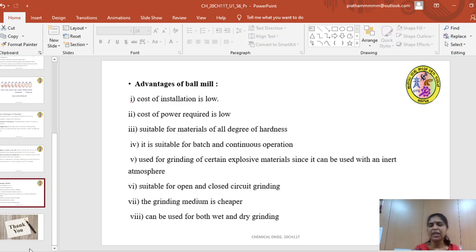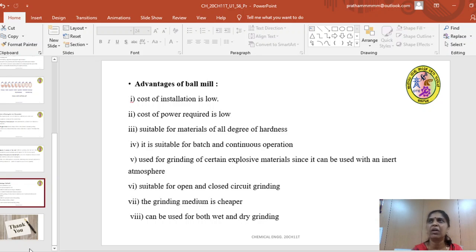It is used for grinding certain explosive material, since it can be used within an inert atmosphere. So to grind explosive material we can use the ball mill, and it can be operated both in wet and dry grinding. Do you know what wet and dry grinding is? Dry means without the addition of water, wet grinding means with the addition of water. So both ways we can operate the ball mill. That is one of the advantages of using the ball mill.